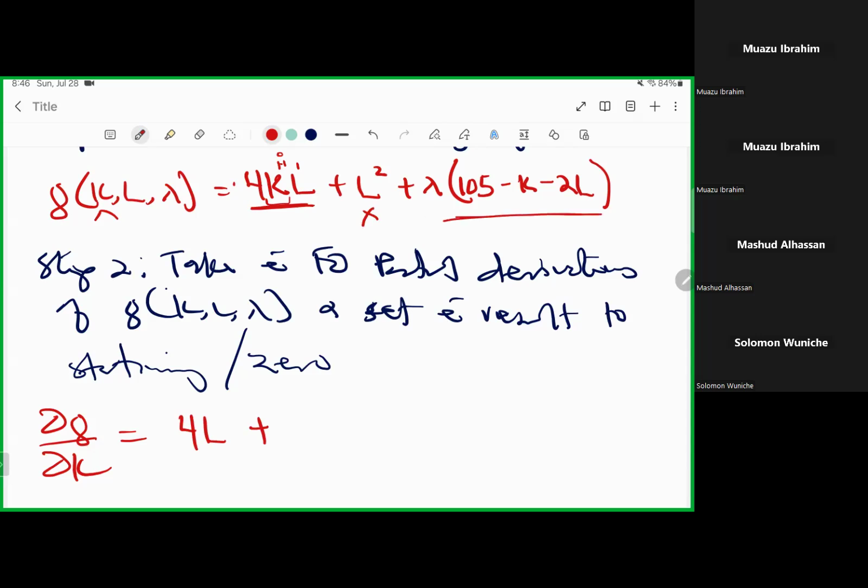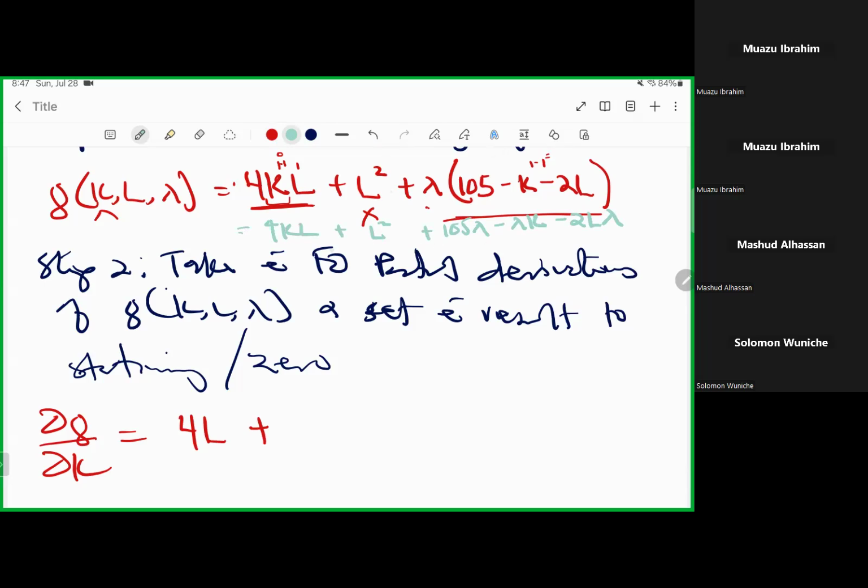Here, what are we going to have? We have delta. Remember, if you open this up, it's going to be 105 delta minus delta K minus 2L delta. If you open this up like this, this is what you will get, 4KL. So we are literally just differentiating this.